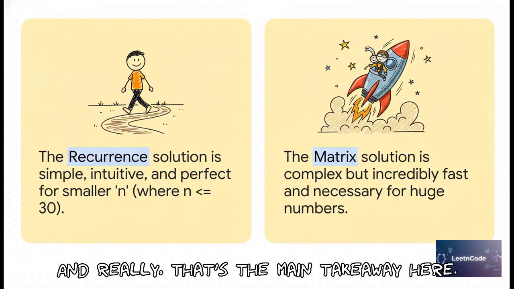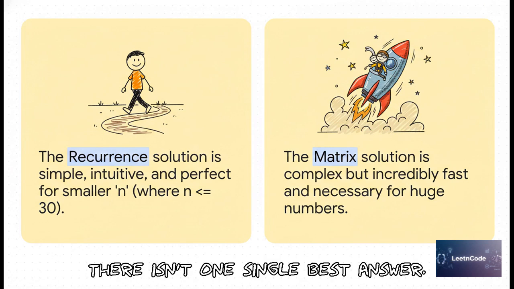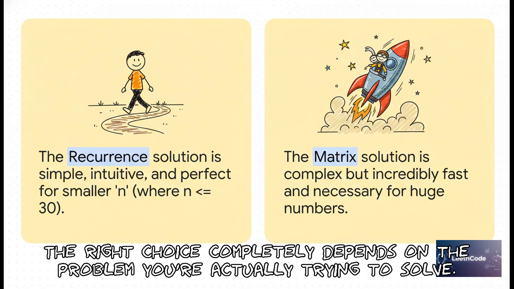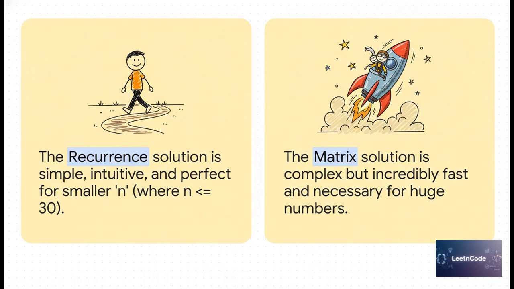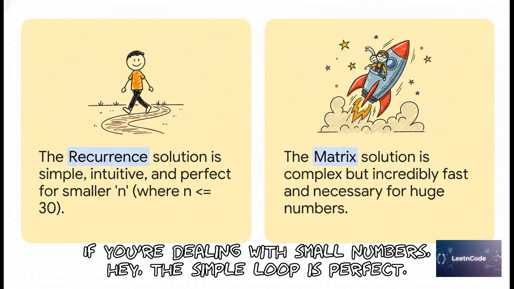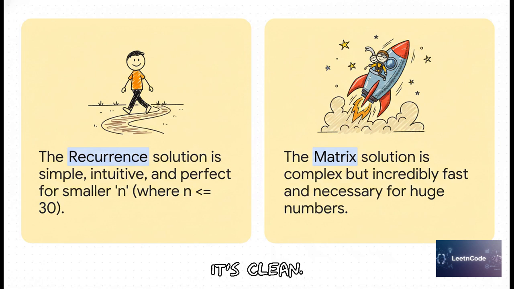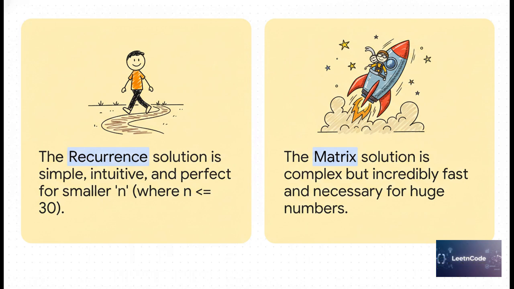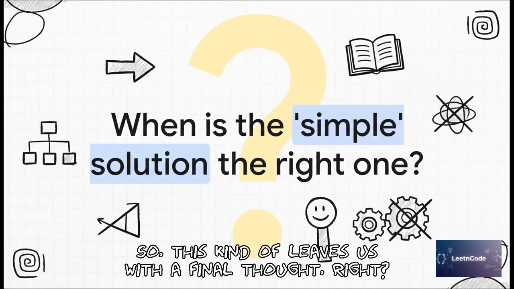And really, that's the main takeaway here. There isn't one single best answer. The right choice completely depends on the problem you're actually trying to solve. If you're dealing with small numbers, hey, the simple loop is perfect. It's clean, it's easy. But if you're working with enormous numbers, the matrix method is pretty much the only game in town.